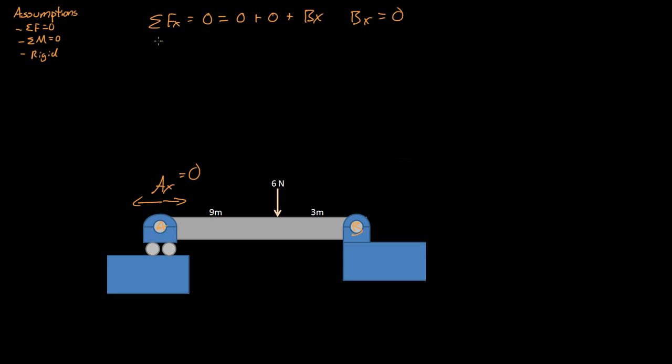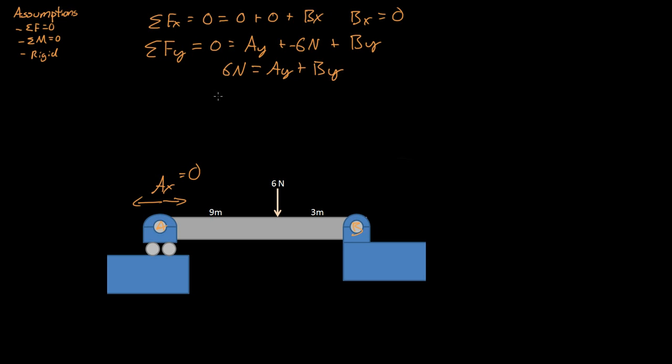Now we'll do the same for the summation of the Y components. They must equal 0. So we don't know what AY is, but we do know that this is 6 newtons plus BY. We don't know what BY is. With a little bit of rearrangement, that's a negative because it's going down. It's going straight down, so this goes over here. So that just turns into 6 newtons must equal AY plus BY.